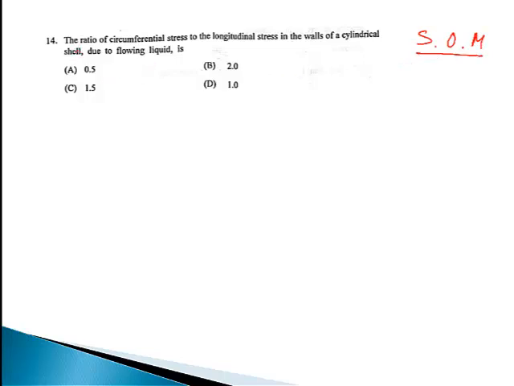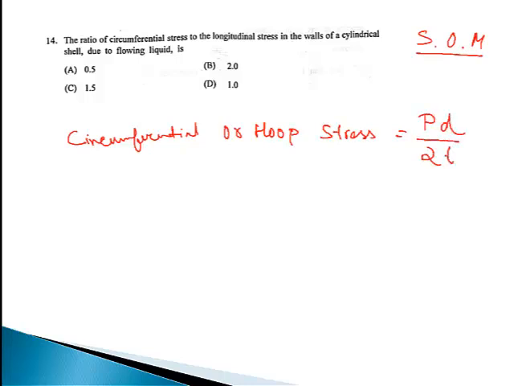So the question is: the ratio of circumferential stress to the longitudinal stress in the walls of a cylindrical shell. Okay, so we know in a cylindrical shell, the circumferential or hoop stress, as it is also called, is PD by twice T. T is the thickness, and D is the diameter.